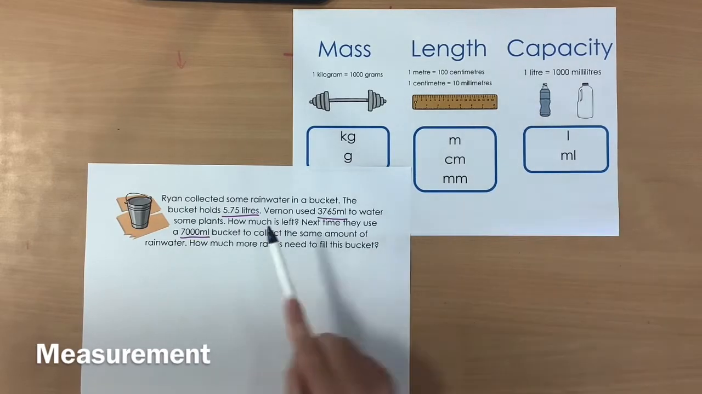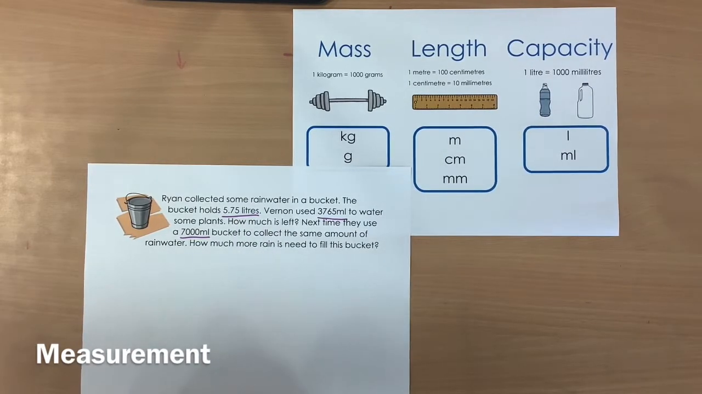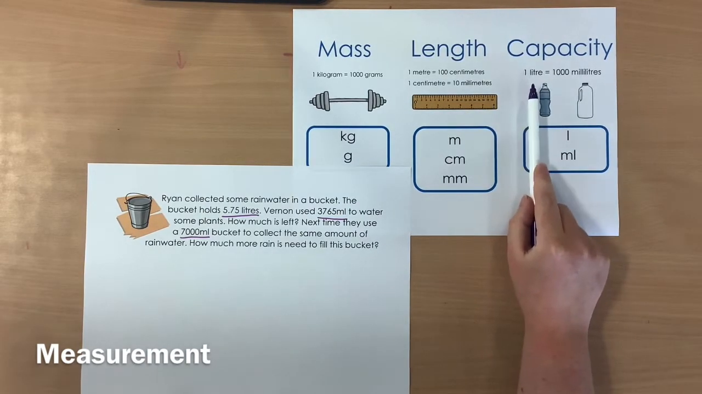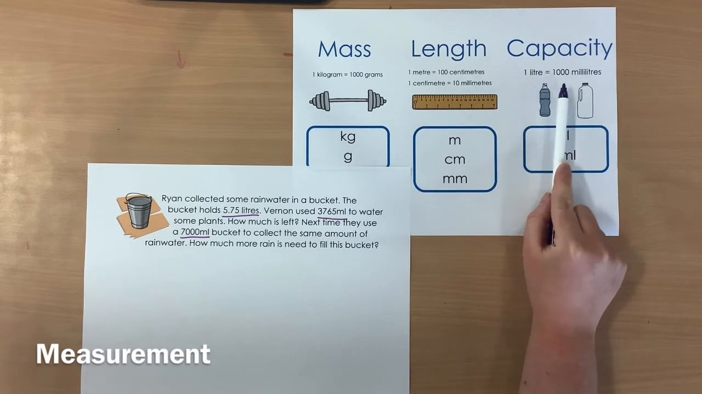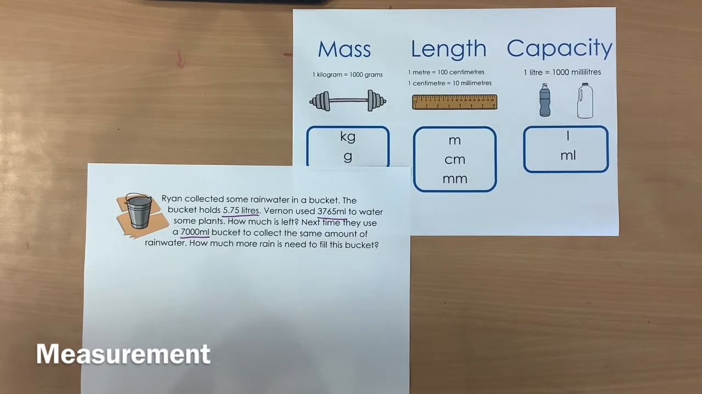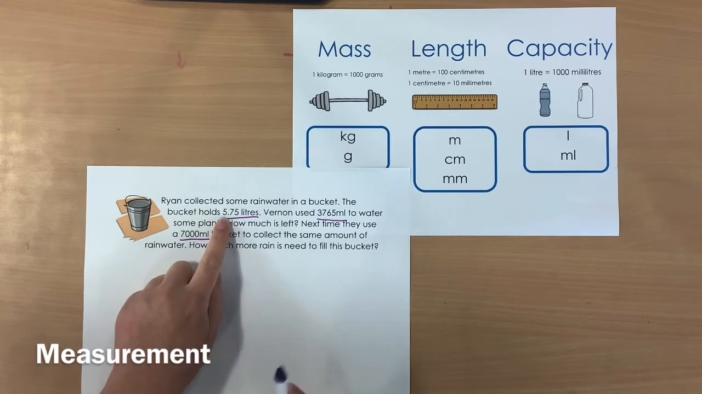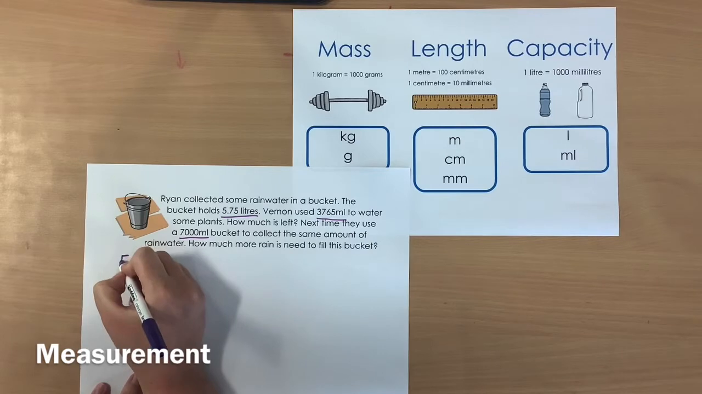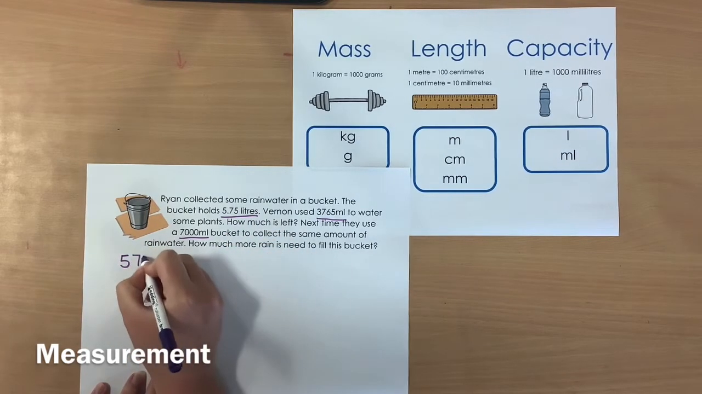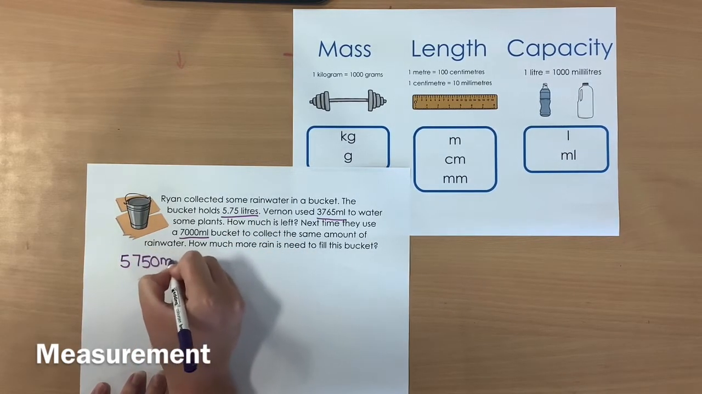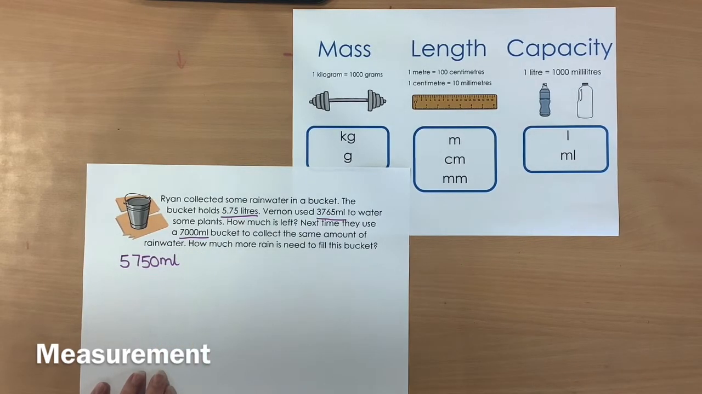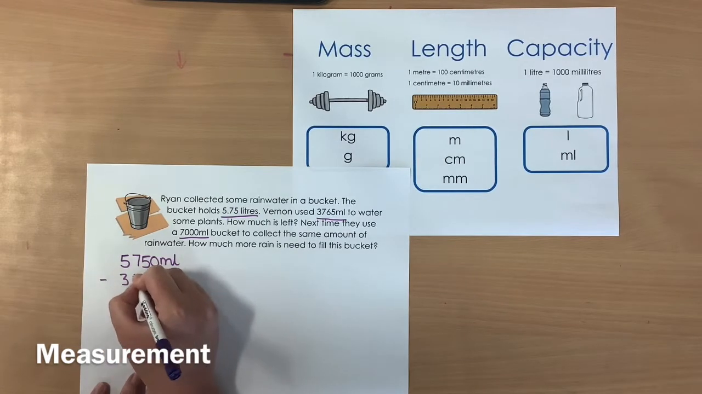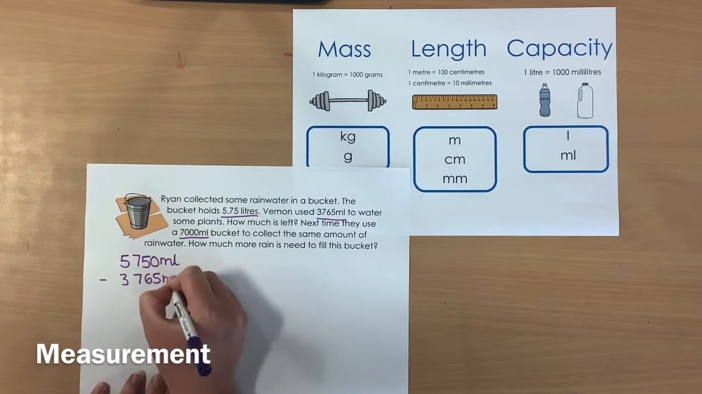To make this easier for me, I'm going to convert 5.75 litres into millilitres. Looking at my capacity conversion, I know that 1 litre is the same as 1,000 millilitres. So I've got 5 whole litres, and 5 litres would be the same as 5,000 millilitres. And then I've got 750 there. So I've got 5,750 millilitres, subtract 3,765 millilitres.